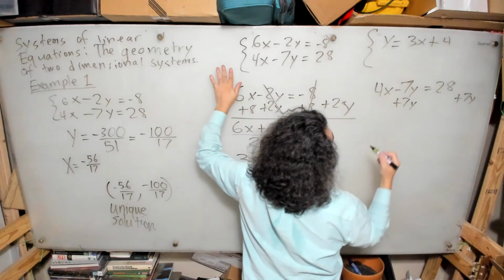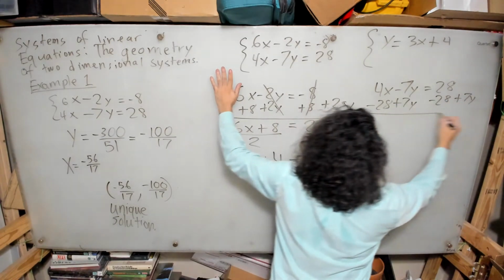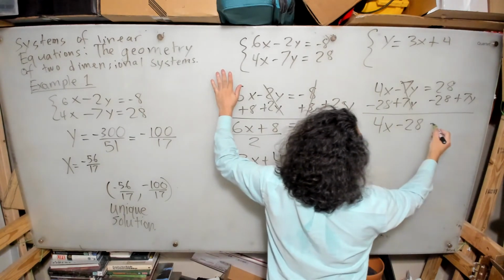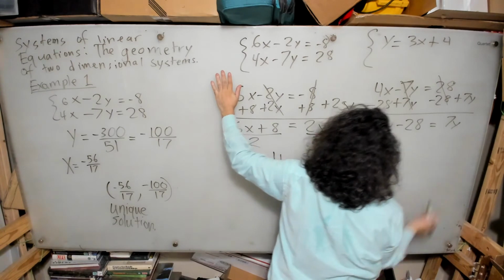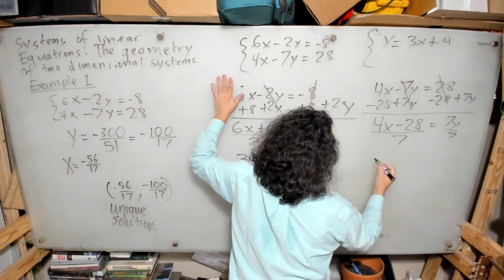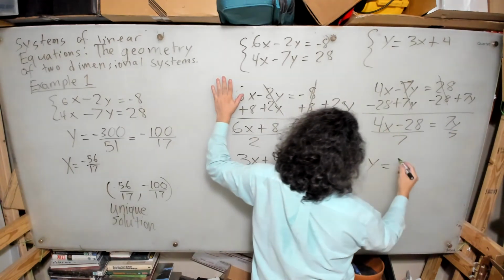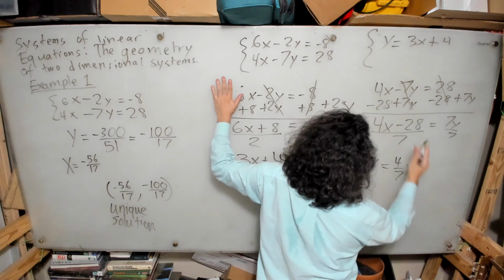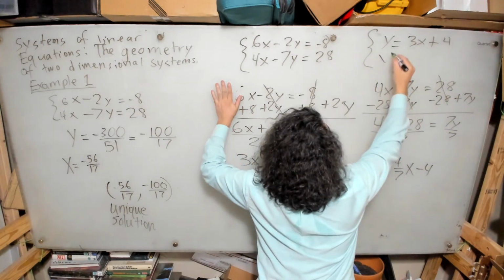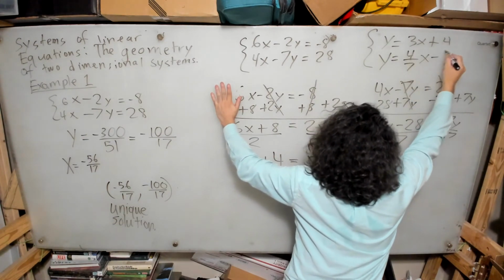I can subtract the 28 to the other side like this. And I get 4x minus 28 is equal to 7y. Then I can divide both sides by 7 to get the y by itself. And I can see that the y, the right-hand side of the equation, will equal 4 over 7x minus, what's 28 divided by 7? 4. So it'll be minus 4. So the second equation can be rewritten as y equals 4 over 7x minus 4.